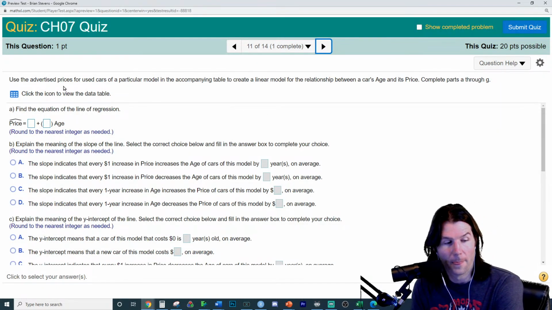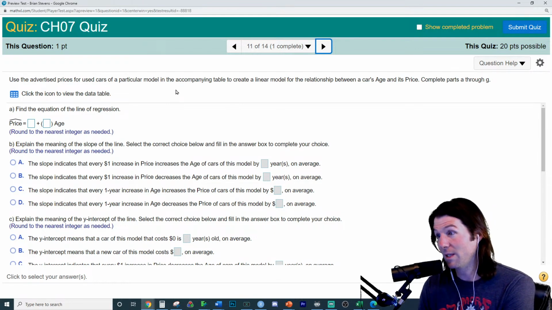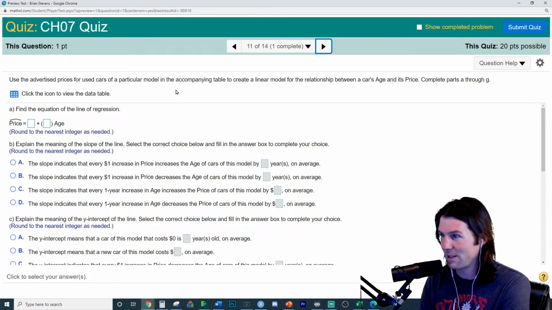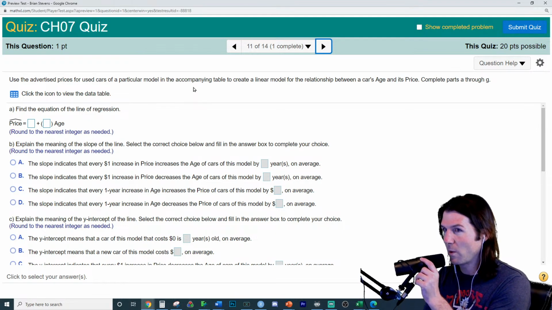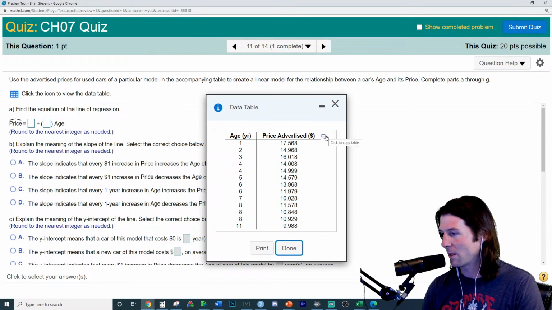Yep, here it is right here. Advertised prices for used cars. And you know what? I love this one. You know why? Because we're doing it in JMP, and JMP makes life easy. So let's go ahead and go to easy mode right here and do this in JMP. We're going to click this button right here. It's going to bring up a data table. We're going to click this second button right here.